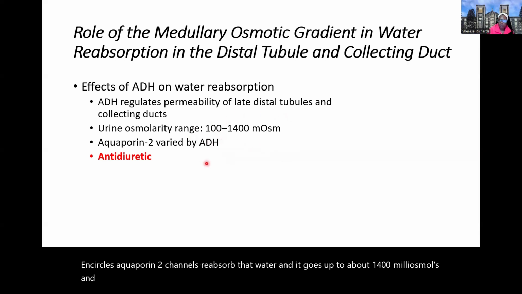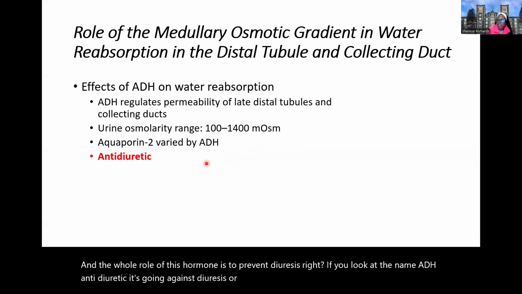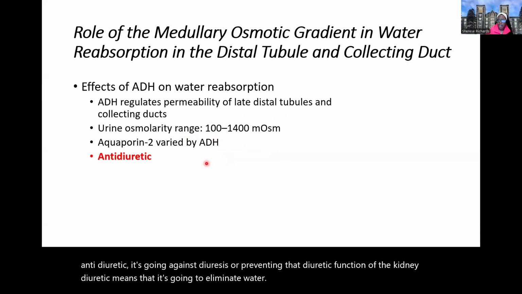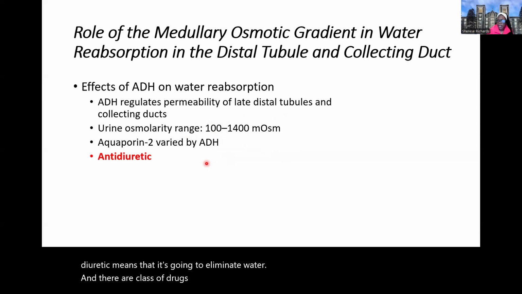And the whole role of this hormone is to prevent diuresis, right? If you look at the name ADH, antidiuretic, it's going against diuresis or preventing that diuretic function of the kidney. Diuretic means that it's going to eliminate water, and there is a class of drugs called diuretics that do that.